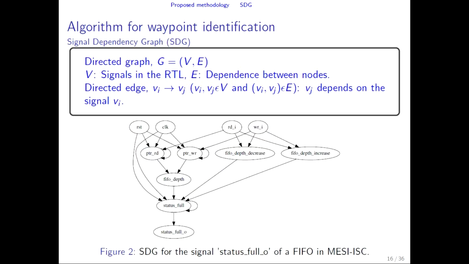So in that algorithm, we discussed something called a signal dependency graph. In this slide, you will find an example of a signal dependency graph. This is for a simple FIFO. If you take the target signal as the status full signal of the FIFO, this is how the signal dependency graph looks. It's a directed graph, and wherever you find an edge, that means there is a direct dependency between those two signals.